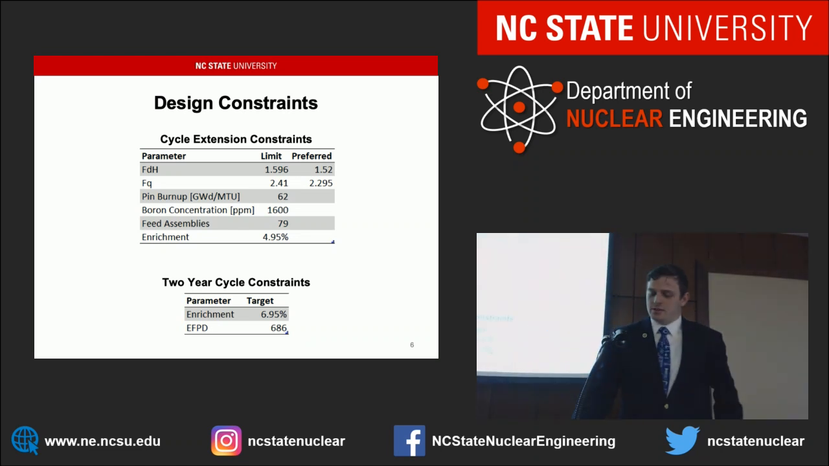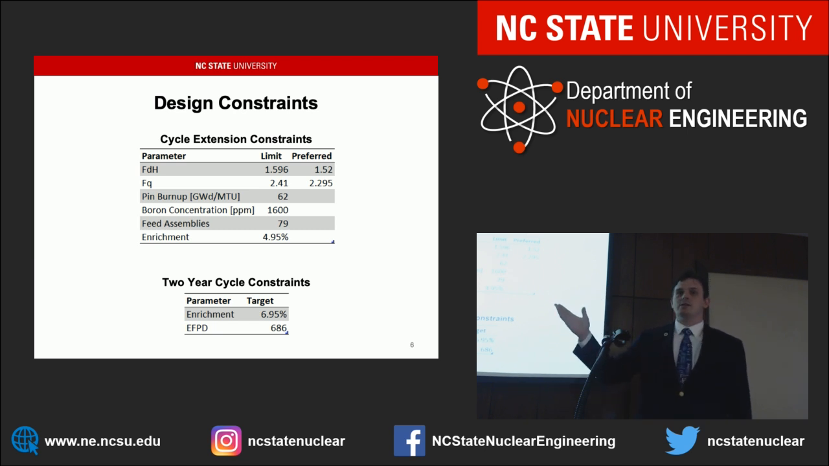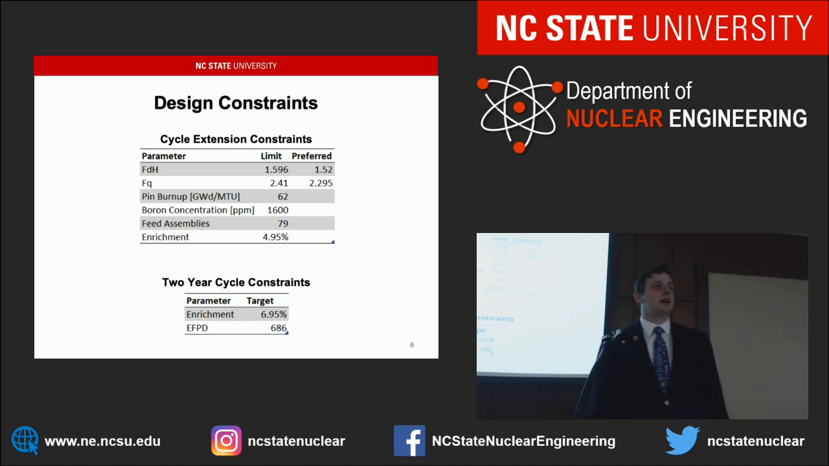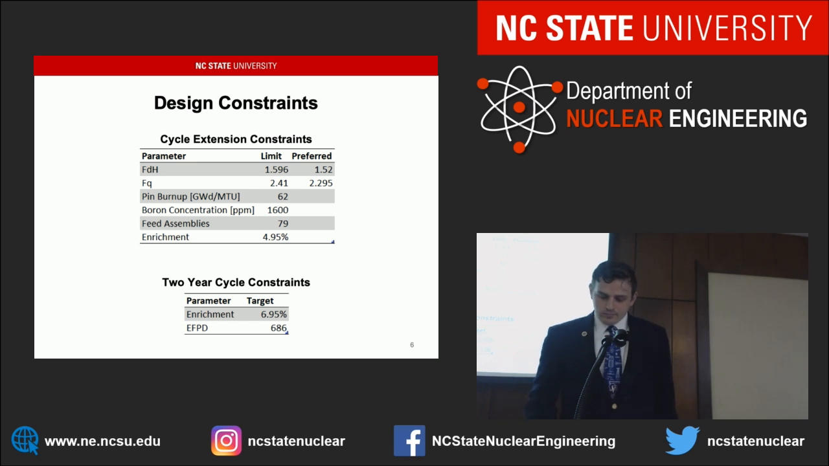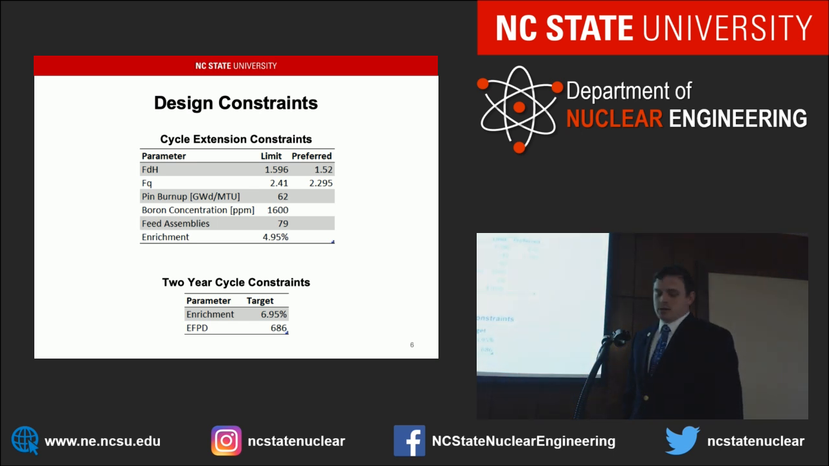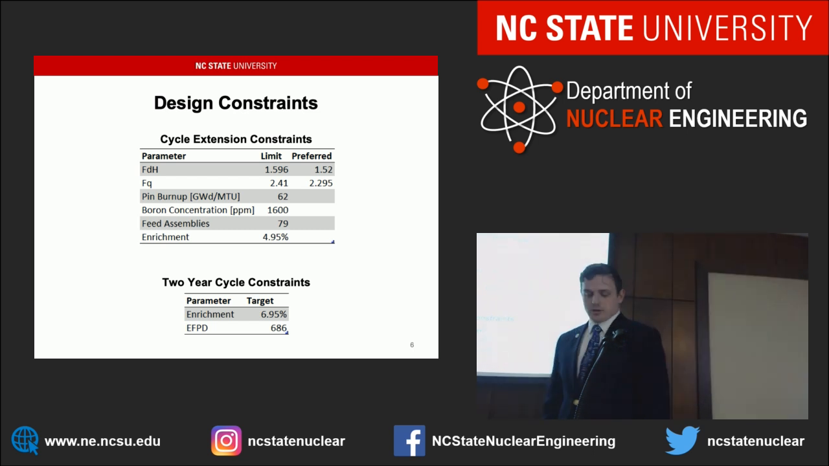So in terms of the design constraints, the important thing to recall is that Sharon Harris is obviously an operating plant with an operating design. So as long as we meet these constraints, then our thermal hydraulic factors should be met. We shouldn't have any problems with those. So our peaking factor limit was 1.596 for the F delta H, and the overall peaking factor 2.41. And our burnup limit is 62 gigawatt days per metric ton uranium.